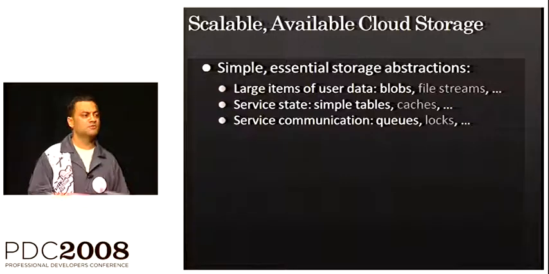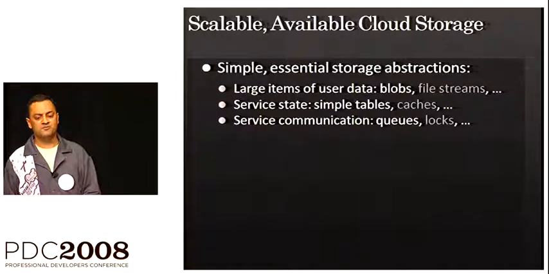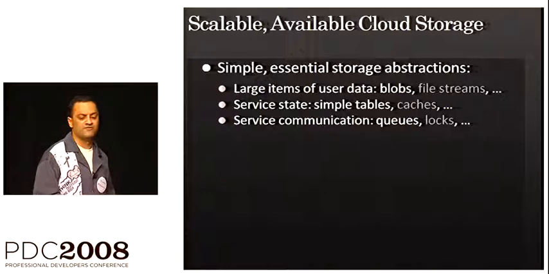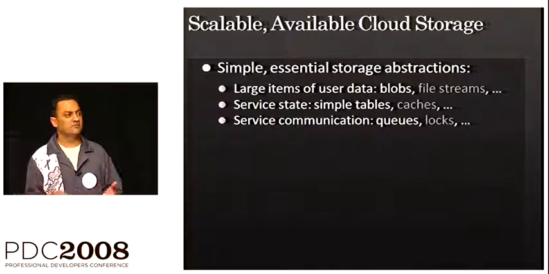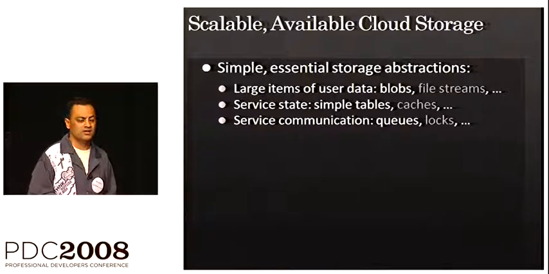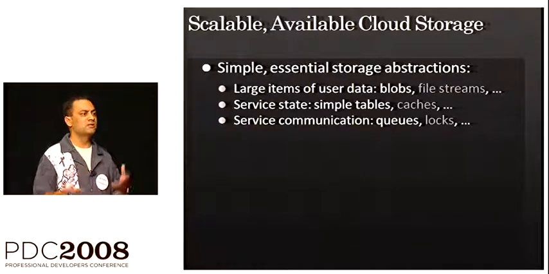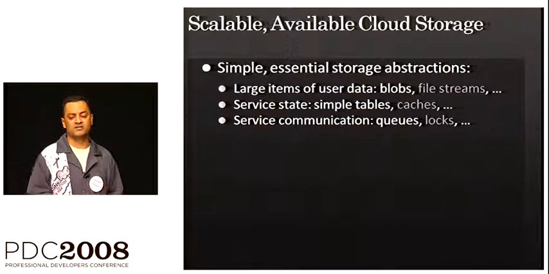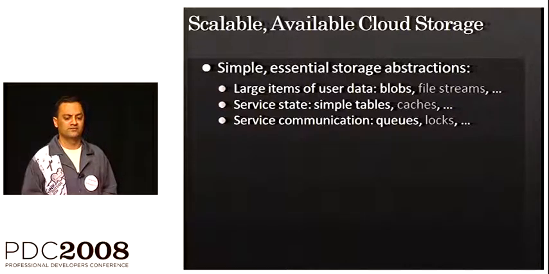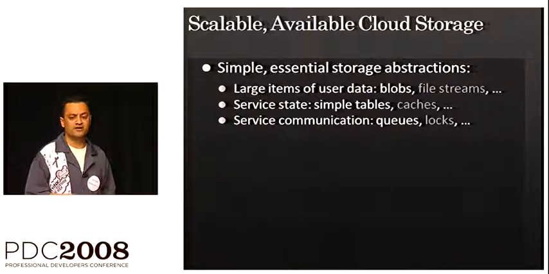Sometimes as a service, you want to store metadata. What's the information about my customers? Who's checked out what videos? So you need simple tables. You need caches to help your services deal with load. And sometimes you build services in a loosely coupled way and let them communicate with each other with things like queues and lock servers and the like. So that's what we've got in our storage system.